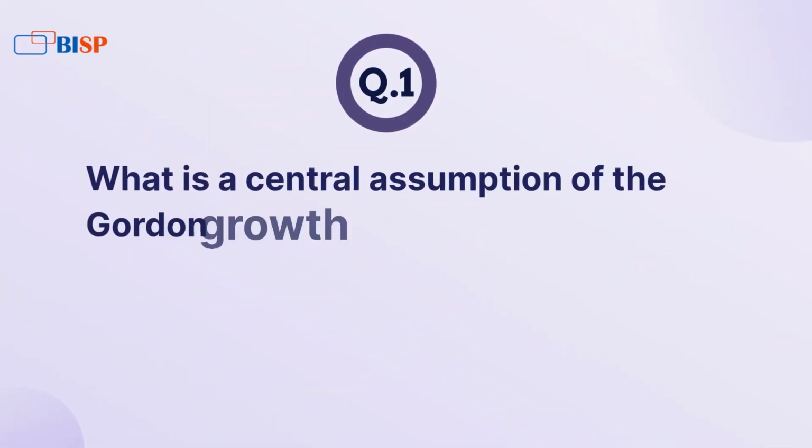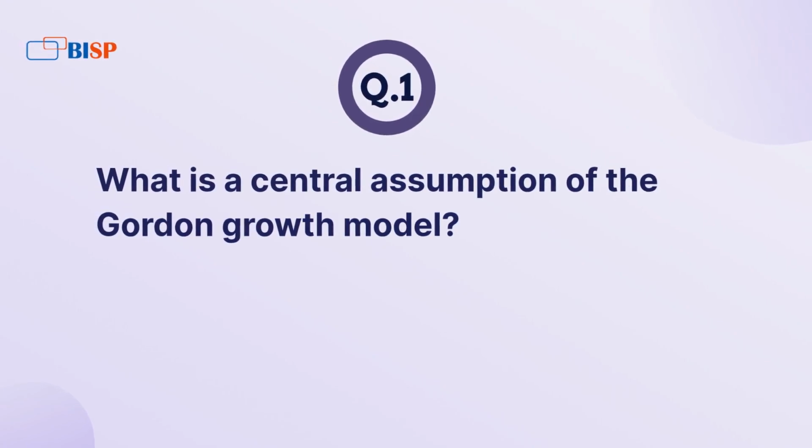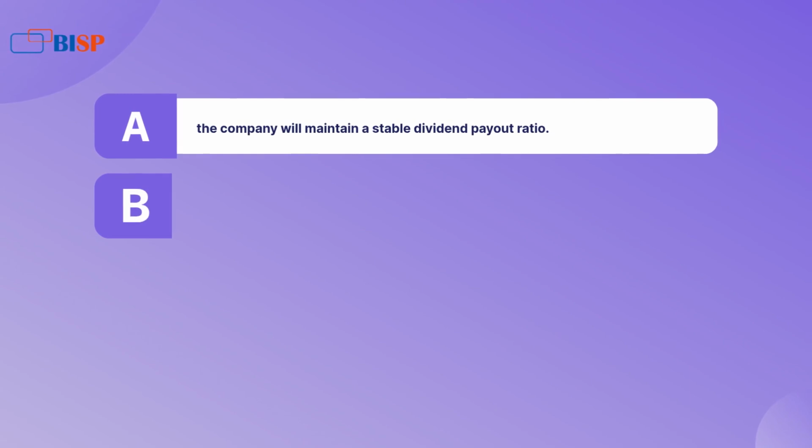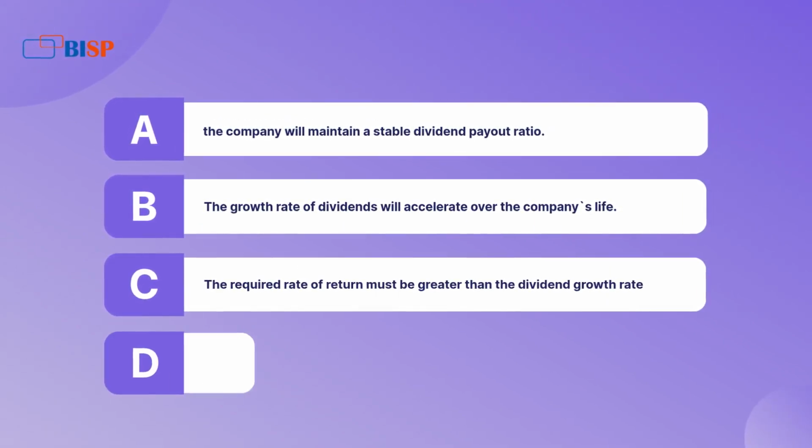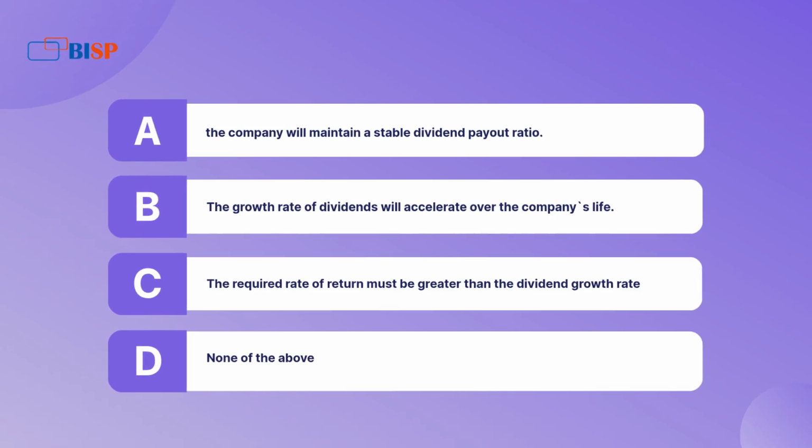Question number 1. What is a central assumption of the Gordon growth model? A. The company will maintain a stable dividend payout ratio. B. The growth rate of dividends will accelerate over the company's life. C. The required rate of return must be greater than the dividend growth rate. D. None of the above.